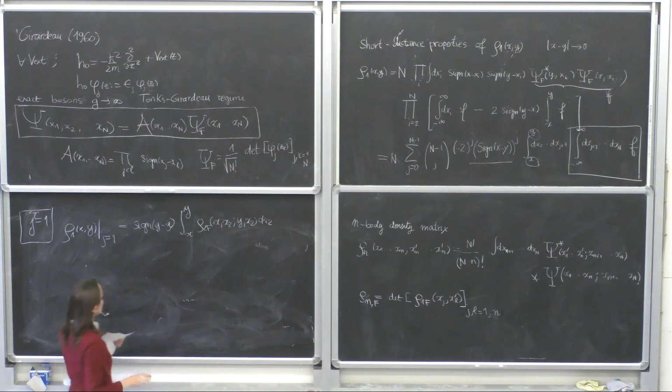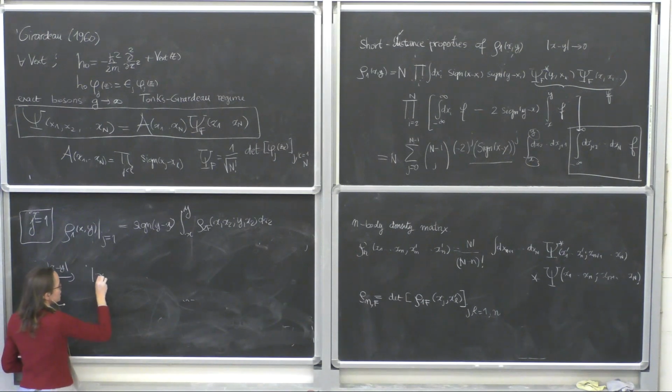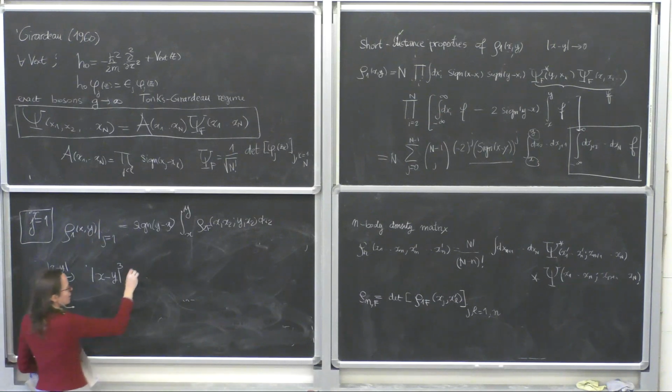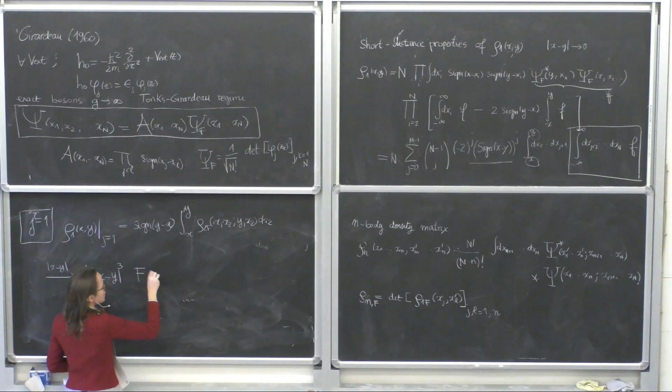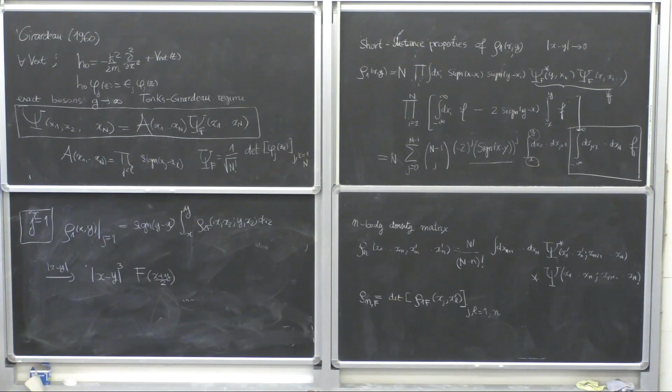Now if you take small x minus y, you can demonstrate that this has a singularity like x minus y to the power 3 times a function which depends only on the sum x plus y, the center of mass coordinate. So in this way, it is really non-trivial that we have a singularity, a cusp, in the one-body density matrix.